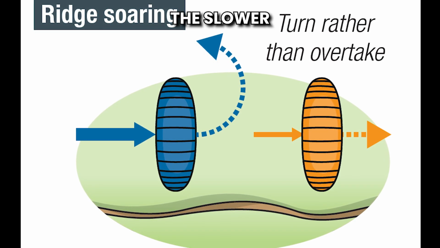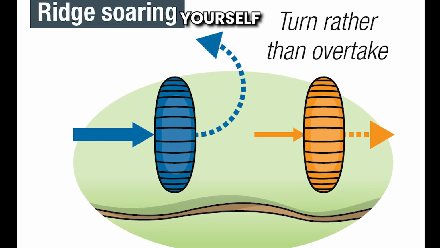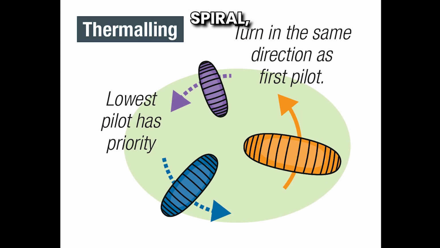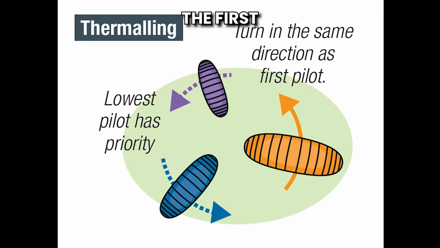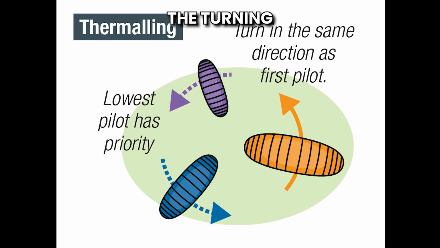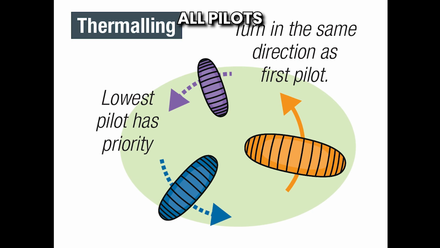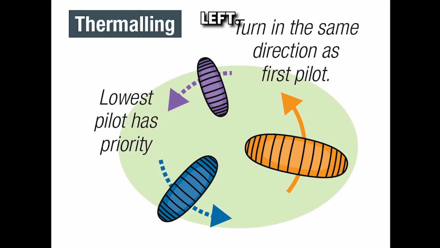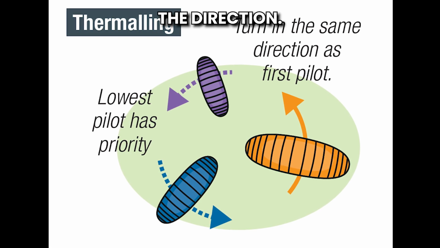Avoid overtaking the slower paraglider ahead when there's a mountain involved, as you don't want to endanger yourself or the other pilot. When flying in thermals, we often spiral, making 360-degree turns. The rule is that the first pilot to enter the thermal sets the turning direction. If I enter a thermal and turn right, all pilots entering after me must also turn right. The same goes for turning left. It doesn't matter if I'm higher or lower, the first one in sets the direction.